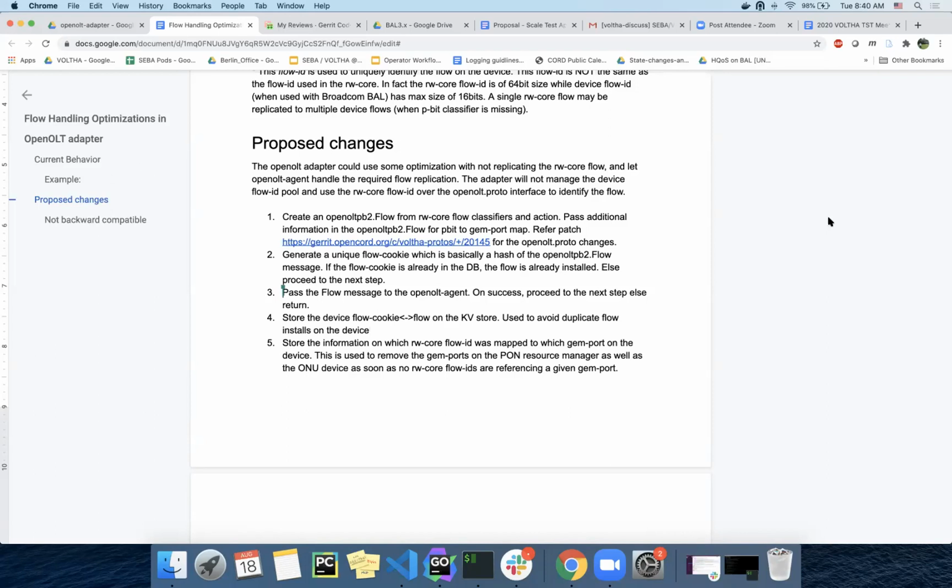Yeah, I mean, yeah. And so when we end up working with a device that's not BAL focused, would we still be passing down flow IDs even though they're basically ignored at the endpoint? Yeah, you're right. Yeah, I mean that's another argument.